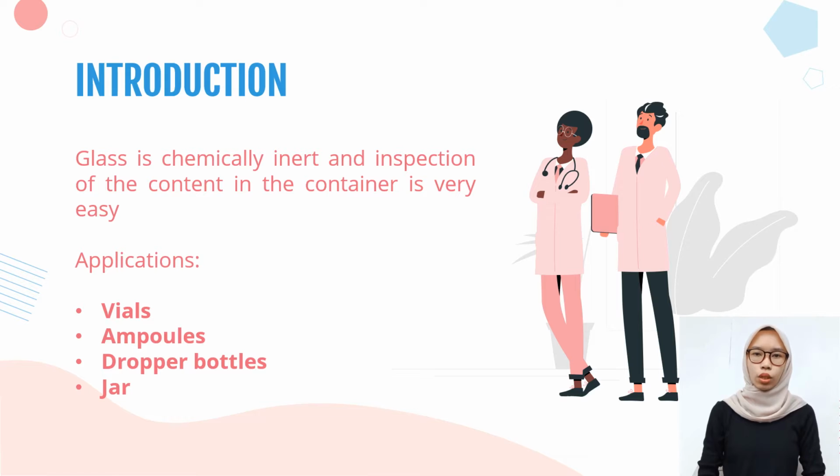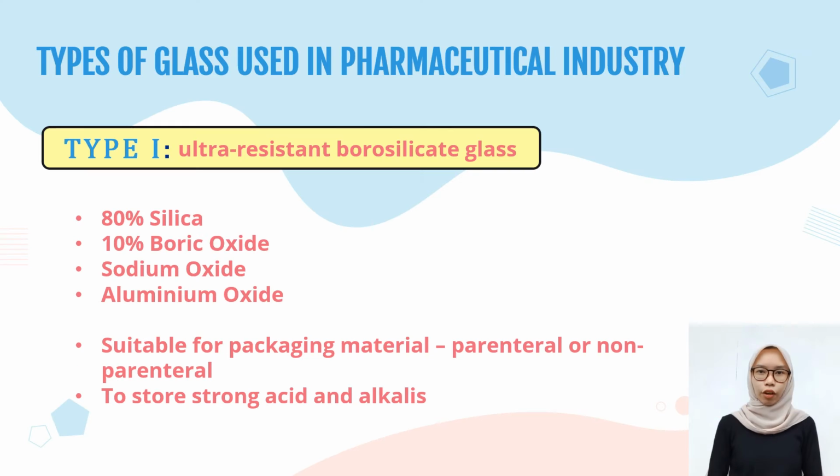Glass is a commonly used material for primary packaging because glass is chemically inert and inspection of the content in the container is very easy. For its application, glass is used to manufacture vials, ampoules, dropper bottles, and jars. In the pharmaceutical industry, glass containers are classified into Type 1, Type 2, Type 3, and Type 4 glass based on their degree of chemical or hydrolytic resistance to water attack.